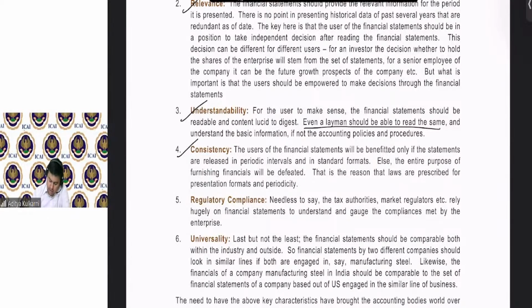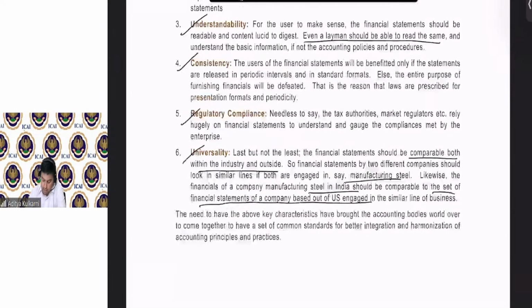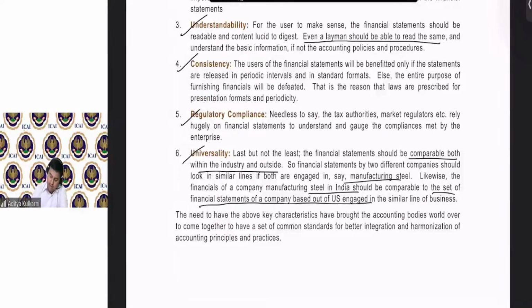Be consistent in applicability of accounting policies and estimates. Do not make any major changes. Regulatory compliance, you have to ensure you comply. And universality, they should be comparable within the industry as well as outside. For example, financial statements of a company manufacturing steel in India should be comparable to those based out of the US. They need to have the above characteristics, which has brought the accounting bodies the world over to come together to have a common standard set for better integration and harmonization.